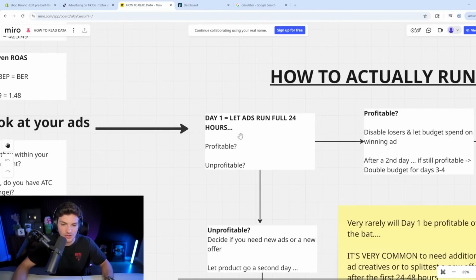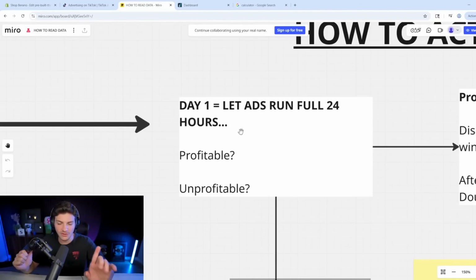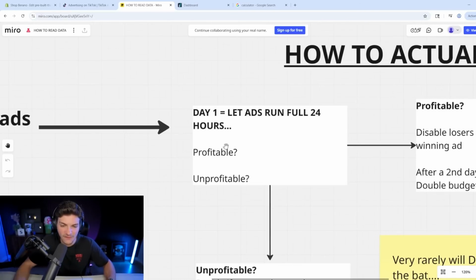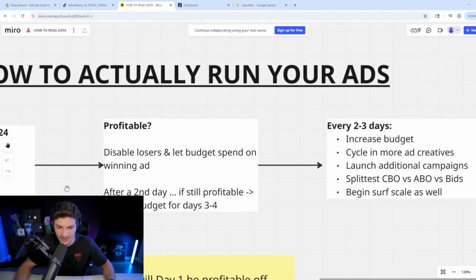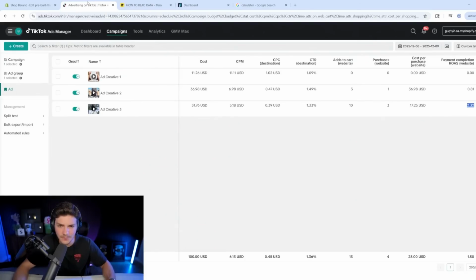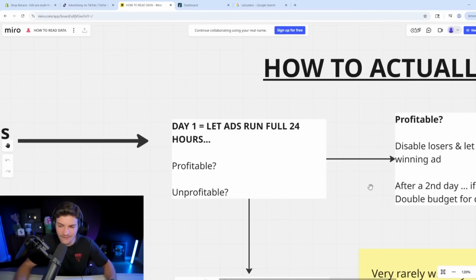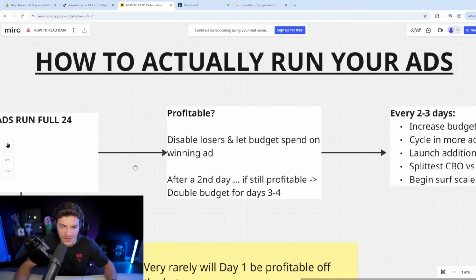So now here's how to actually run your ads. So day number 1, you let your ads go the full 24 hours. If you're profitable, we're going to come to the right here. So if our ads are profitable, and that's kind of how our ads are now, we're going to break this down in a moment. But if your ads are profitable, what you're going to do is leave the winning ads on. The ads that are profitable, leave on. The ads that are losing money that don't meet the criteria, you can disable. So after a full day, if you have an ad that's winning, leave that on. Then you can disable the losing ads and then just let that run, essentially.